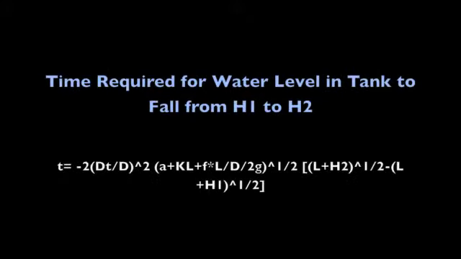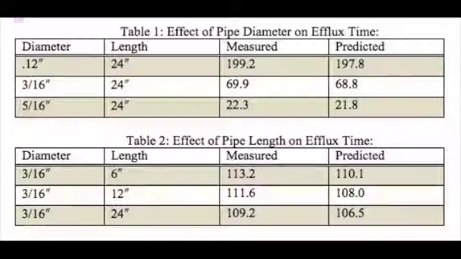This equation shows the time interval for the water level in the tank to fall from H1 to H2 after integration. From here, the predicted value of the effect of pipe diameter and the effect of pipe length on efflux time may be determined. Our results can be seen in Table 1 and 2.